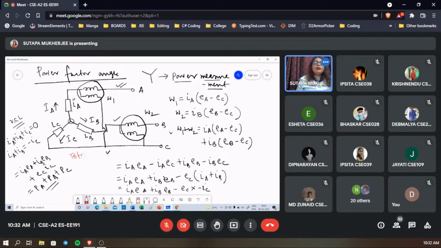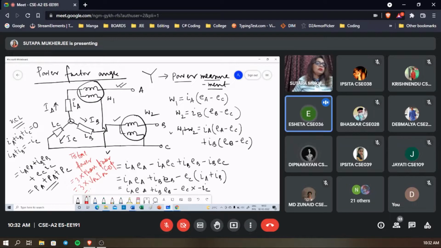Total power. Anybody can tell me total power? Already I have told: 3 into VL IL cos phi. 3 into phase power. That is 3 into V phase, I phase, cos phi. Yes, ma'am. So what is V phase?